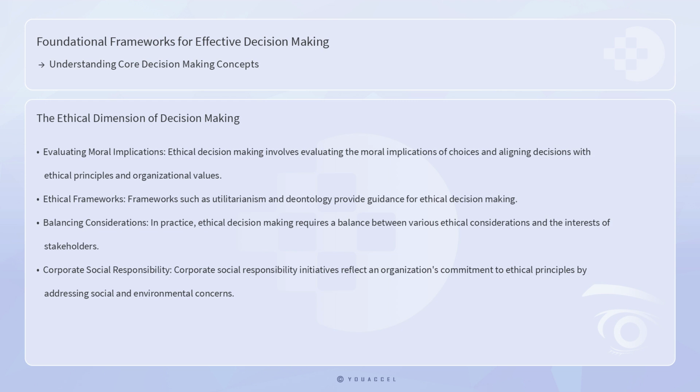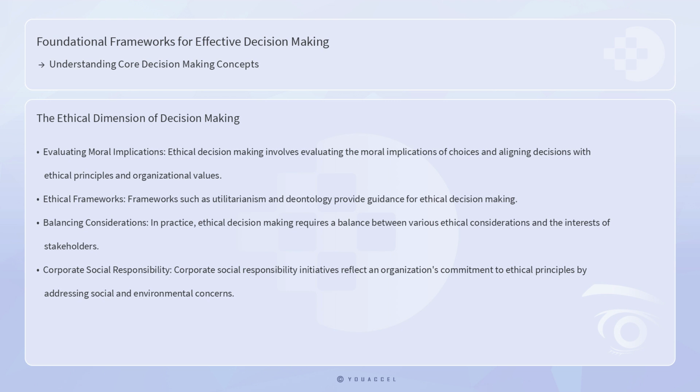The ethical dimension of decision-making is an integral aspect that cannot be overlooked. Ethical decision-making involves evaluating the moral implications of choices and aligning decisions with ethical principles and organizational values. Frameworks such as utilitarianism, which advocates for actions that maximize overall happiness, and deontology, which emphasizes adherence to moral duties, provide guidance for ethical decision-making.